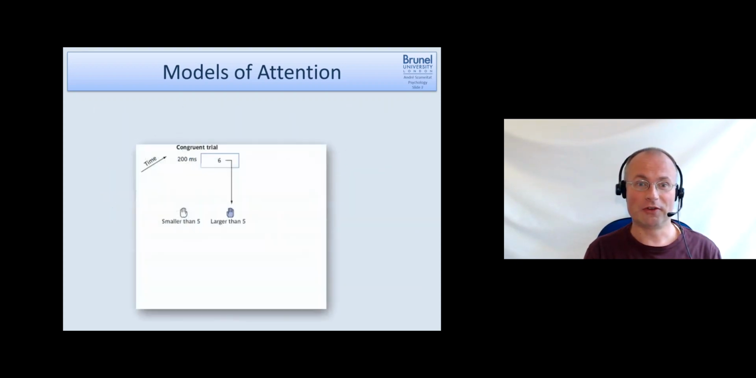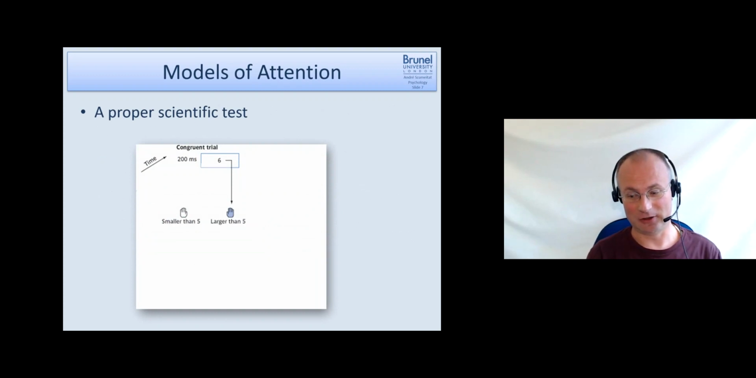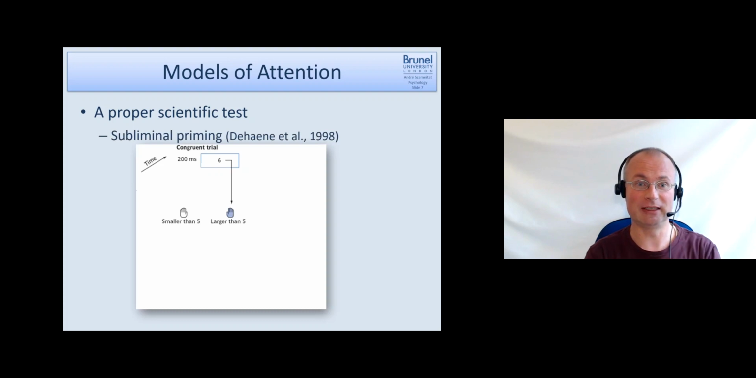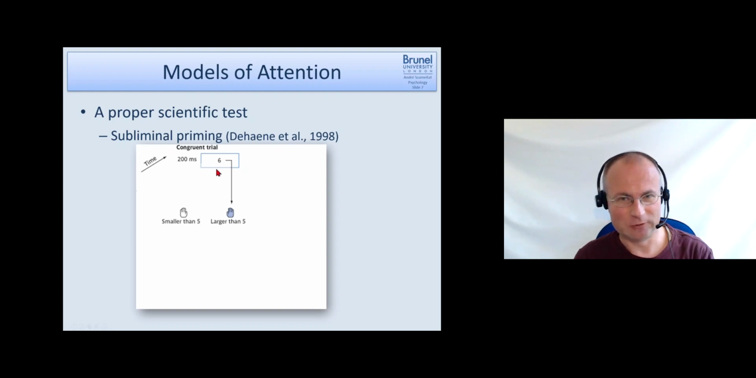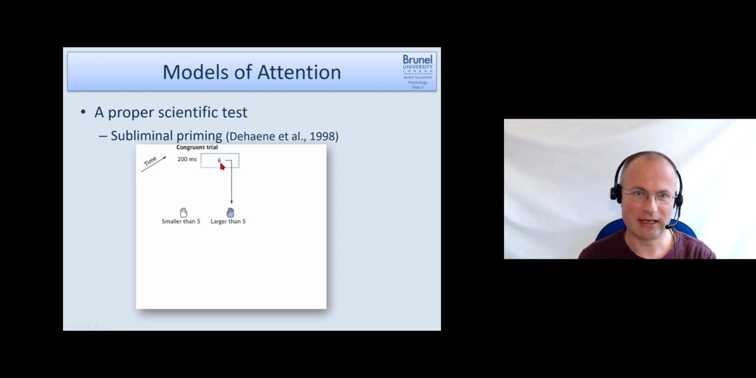Let's have a more scientific look at this. One of the first studies to investigate this subliminal priming really properly and find very good evidence was done by Stanislas Dehaene in 1998. The task was as follows. It was a very simple task for the participants. They see a number on the screen, in this example, 6. If the number is larger than 5, they should press a button with their right hand. If it's smaller than 5, press a button with their left hand. So a very simple, speeded two-choice response task. They should respond as quickly as possible.